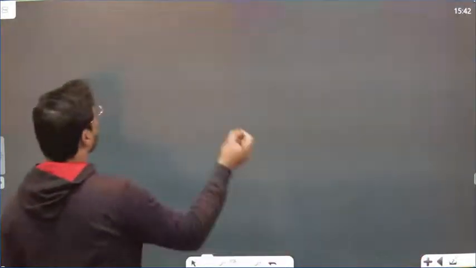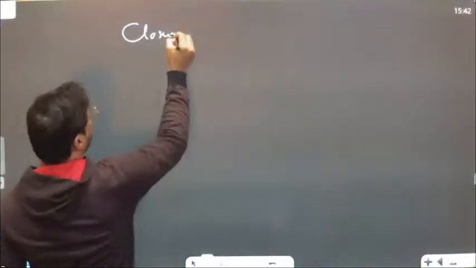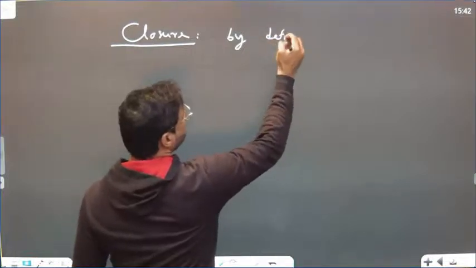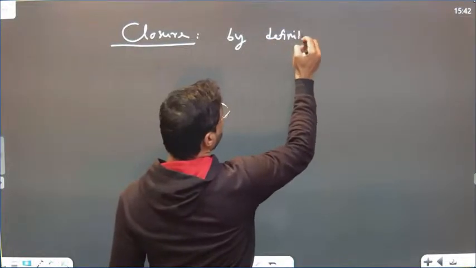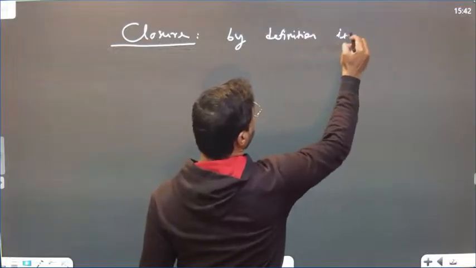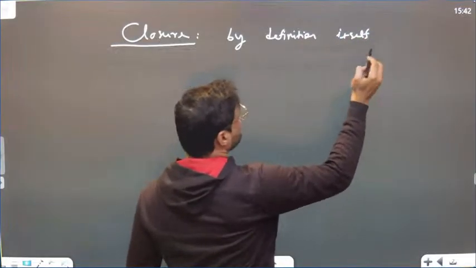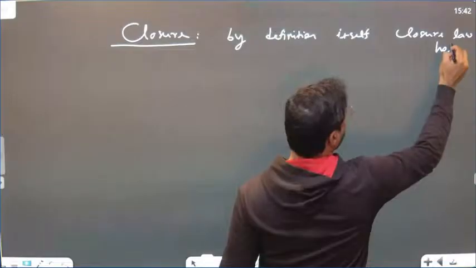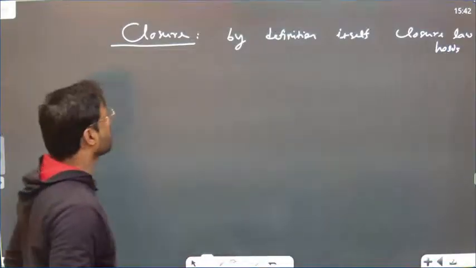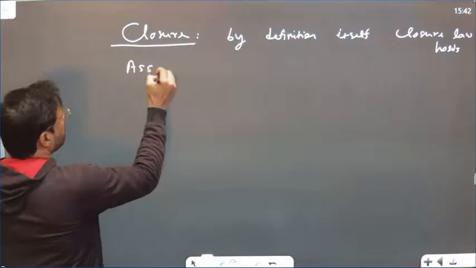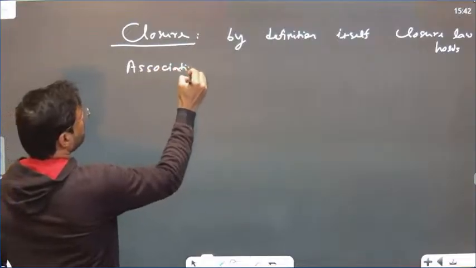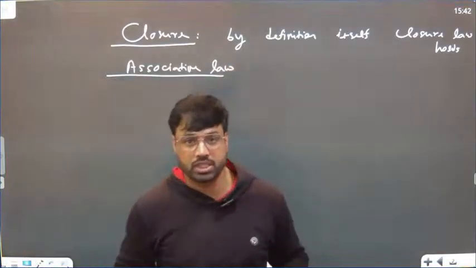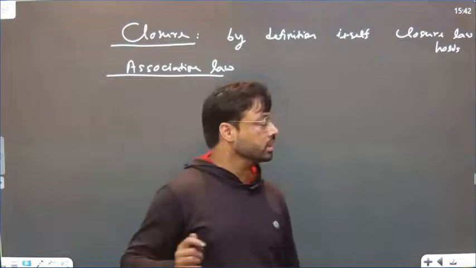So how to show the closure law? By definition itself, closure law is satisfied. Closure law holds. How to show the associative law? That (a operation b) operation c equals a operation (b operation c). We know how to show that.